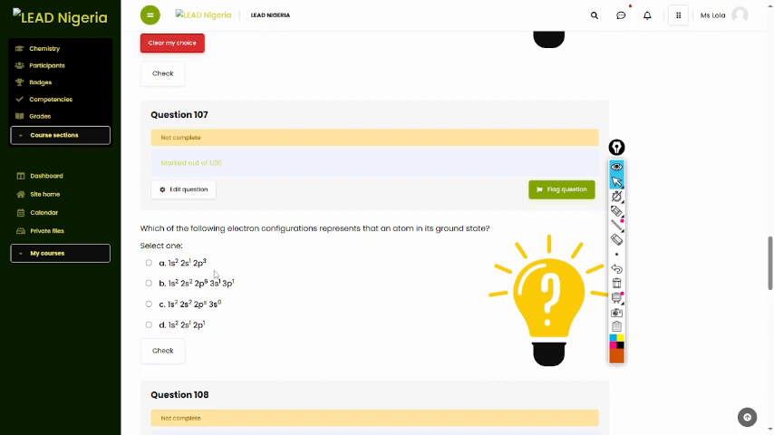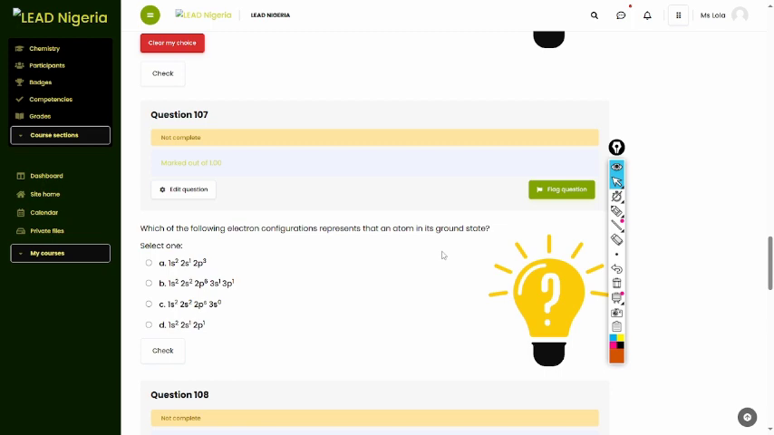Which of the following electron configurations represent that of an atom in its ground state? Okay, ground state means its neutral state, where it has not formed an ion. It did not lose or gain any electron. And the ground state also means that the atomic number is the number of protons, which is equal to the number of electrons. Okay, so which configuration represents an atom in its ground state?